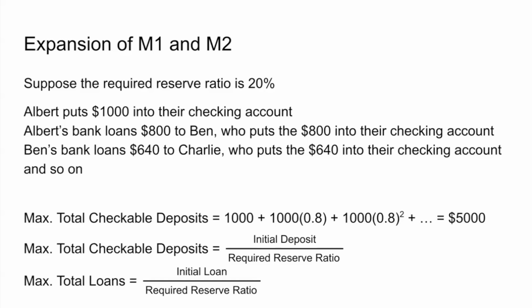All right, so in general, the maximum total checkable deposits is equal to the initial deposit divided by the required reserve ratio. Indeed, in this case, it's 1,000 divided by 0.2, which is 5,000. The maximum total loans is the initial loan divided by the required reserve ratio. In this case, it's $800 divided by 0.2, which is $4,000.